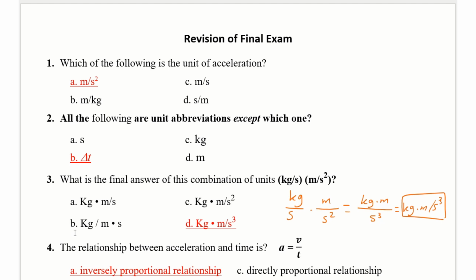Question 3. What is the final answer of this combination of units? So you have kilogram per second times meter per second squared. So you will multiply the numerator together and the denominator together. So kilogram times meter divided by second times second squared, it will be second cubed. So kilogram times meter per second cubed. So it is D.